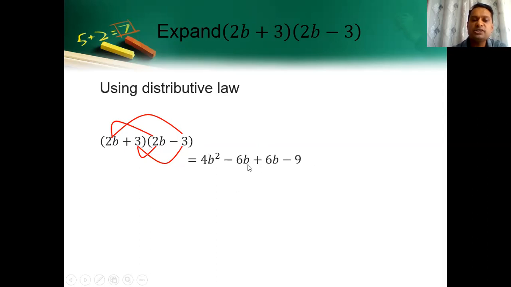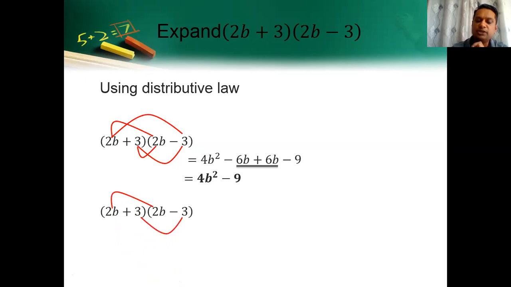You observe that minus 6b plus 6b are like terms. Simplifying, you're going to obtain 4b squared minus 9. Again, 2b plus 3 times 2b minus 3 can be expressed as the difference of two squares, which is equal to 4b squared minus 9. 2b times 2b is 4b squared, 3 times 3 is 9. Therefore, 2b plus 3 times 2b minus 3 can be expanded directly: 2b times 2b plus 3 times minus 3, which is equal to 4b squared minus 9.